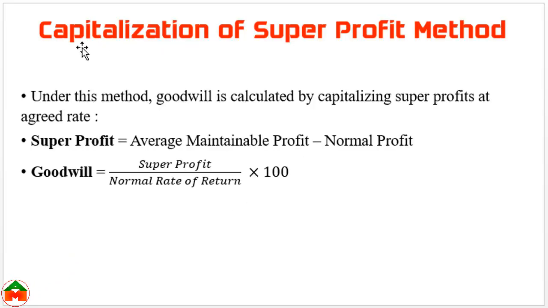Now we can see another method, capitalization of super profit method. We need to calculate the super profit first, then we will capitalize this super profit by dividing the normal rate of return. And we already know that to get the super profit, we need to deduct the normal profit from the average maintainable profit. We can get the goodwill by dividing the super profit by normal rate of return. Let's see a practical illustration.